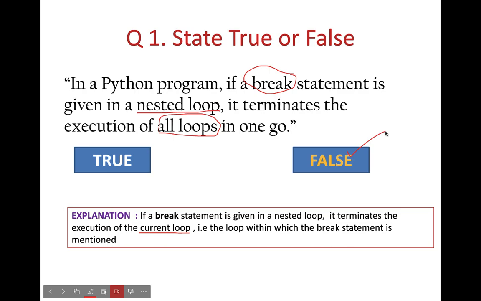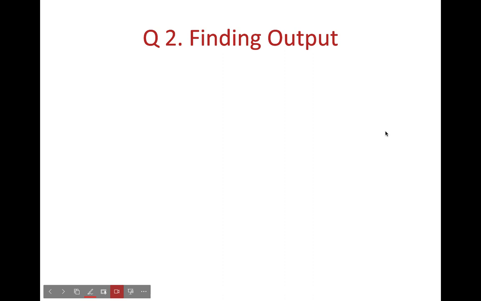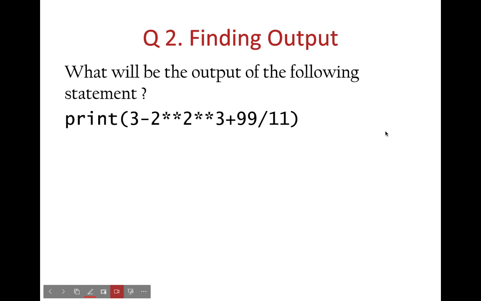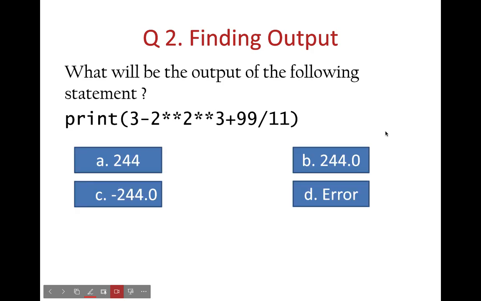Let's quickly move ahead to the next question, which is finding the output. What will be the output of the following statement? This topic is from the operator precedence topic. This is a very important topic for your curriculum. You are given an arithmetic expression in which there are various operators surrounded by various operands, and you need to predict the output. Since it is an MCQ based format, you will be given 4 options. You need to say which option is correct.